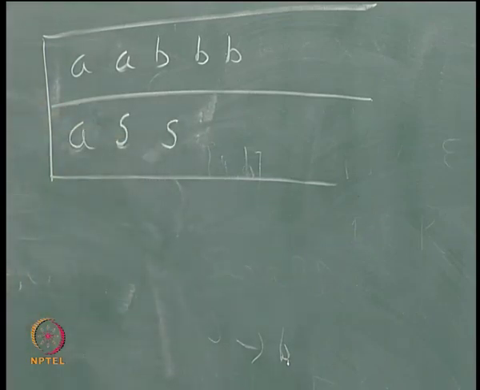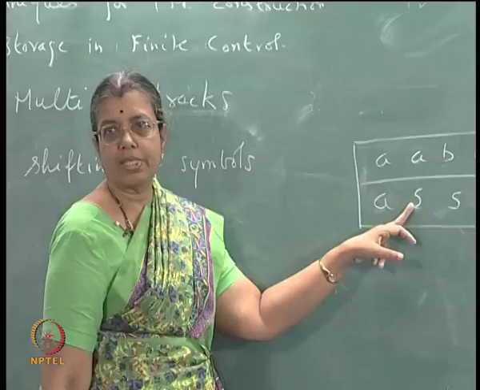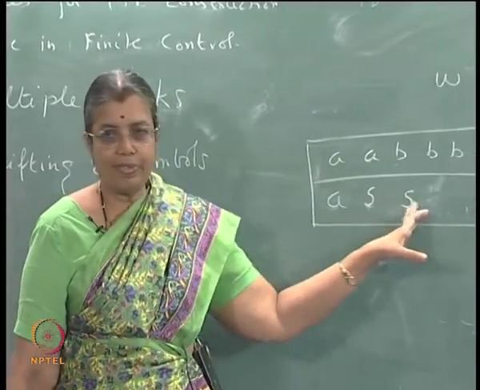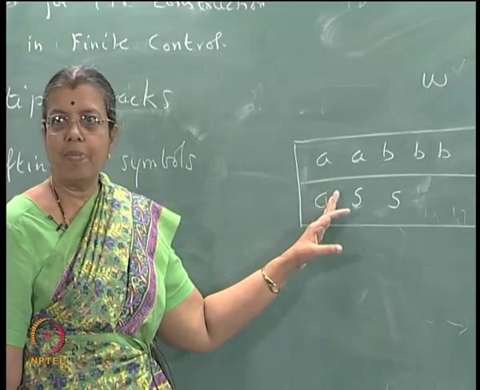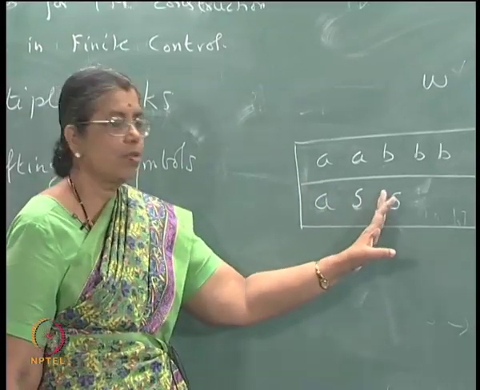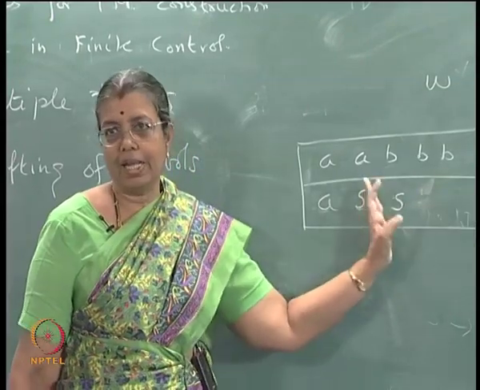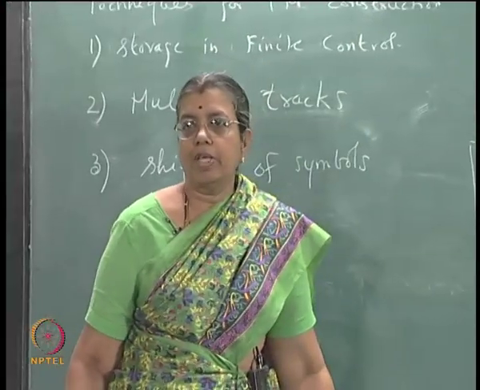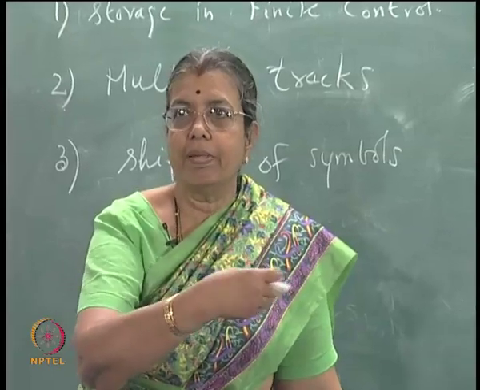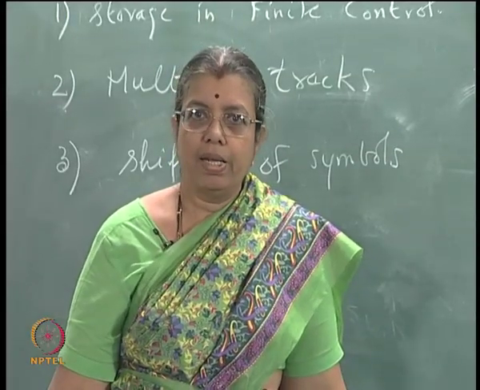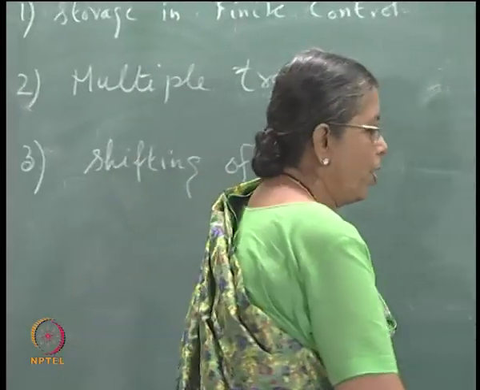So, S has been replaced by S. Now, this S has to be written as ASS. For this I have to shift the S. This S cannot be written as ASS because there is no space here. So, I have to move this 2 places and then rewrite S. So, sometimes I may have to create some space. So, how do you do this?